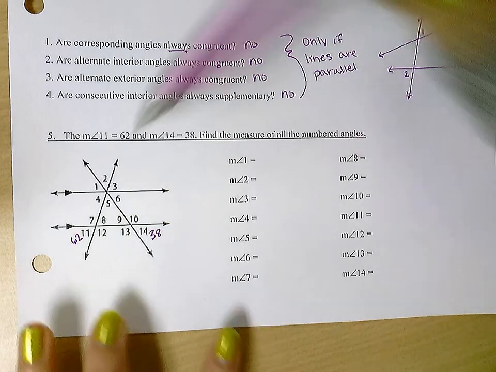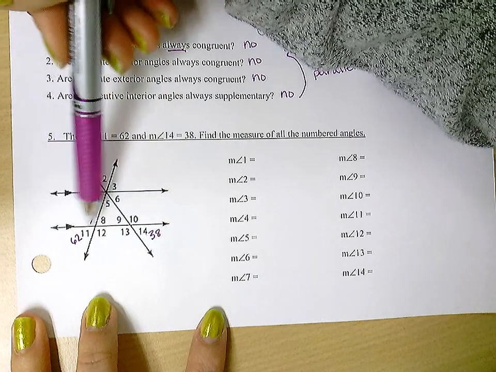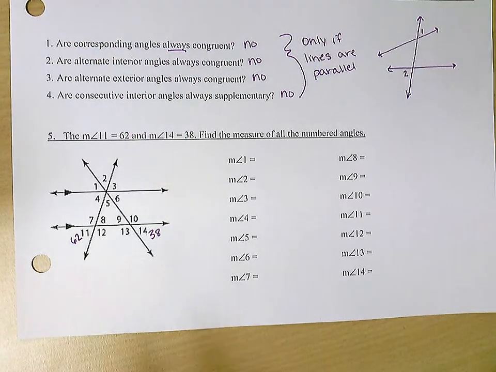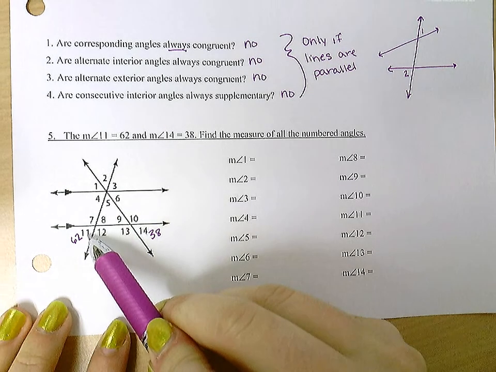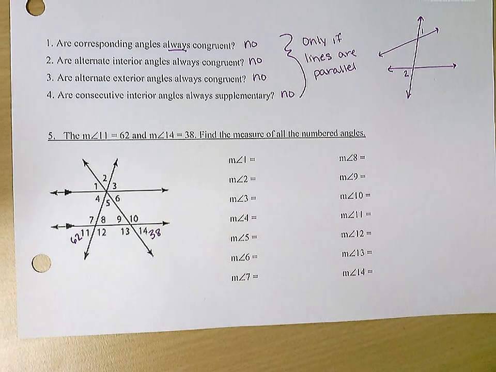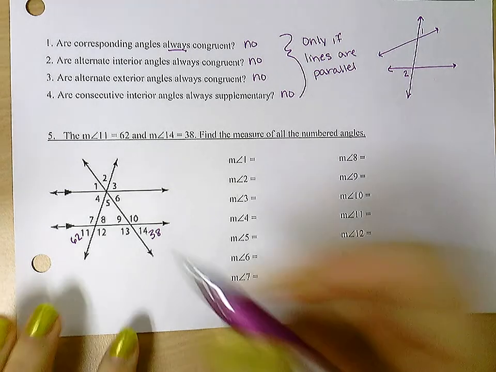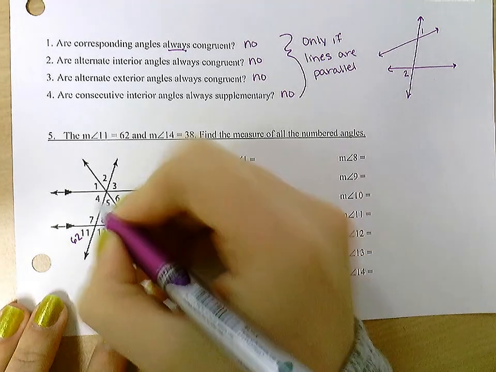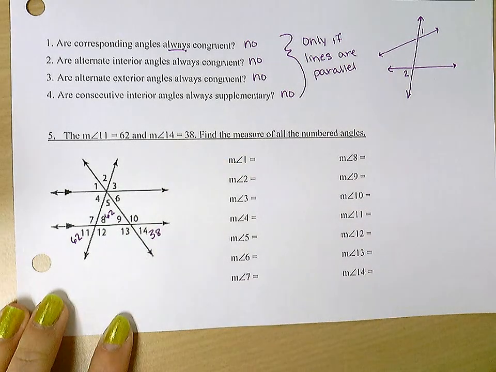I know that these lines right here are parallel to each other. So I can use that and the chart above to identify angle pairs and say which ones are congruent and which ones are supplementary. So to start you off here, what do I know about angle 11 and angle 8? What type of angle pair is that? Vertical. They are vertical angles. What do you know about vertical angles? They're congruent. So that means angle 8 is also 62.